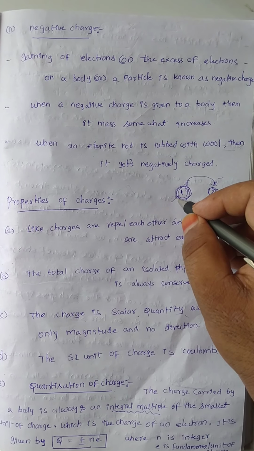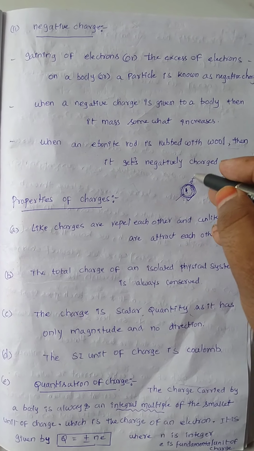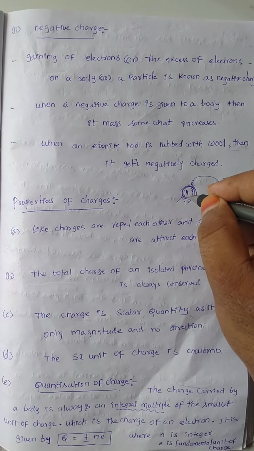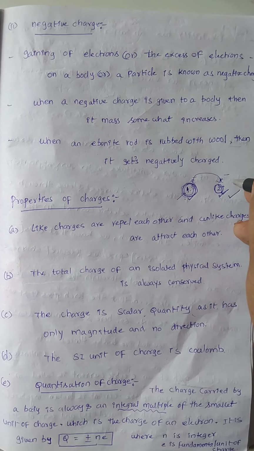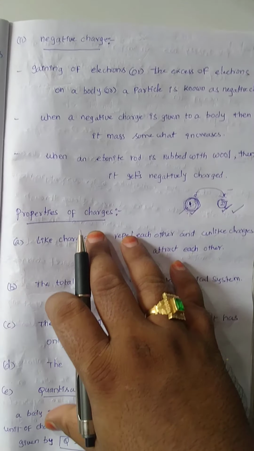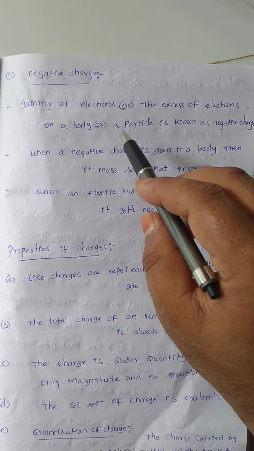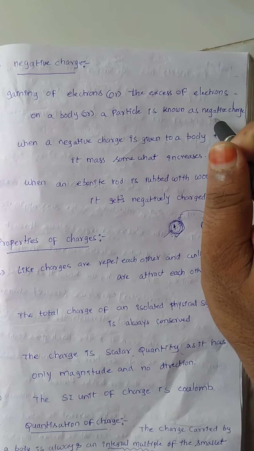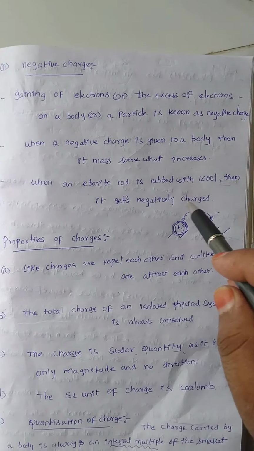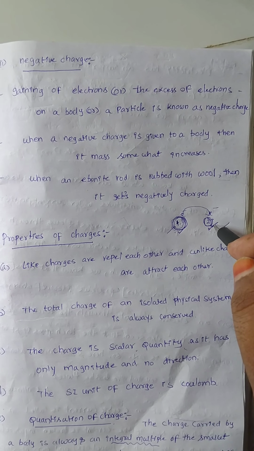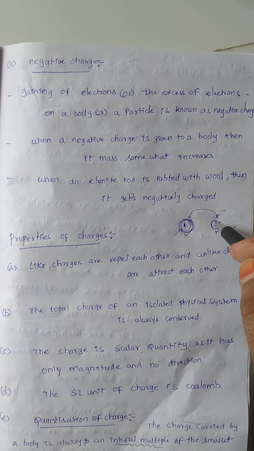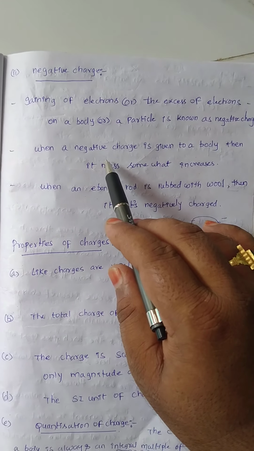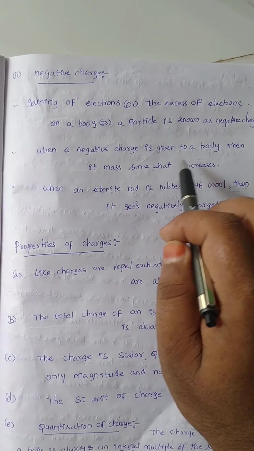It loses its electron. Why? Because it has an excess of electrons and wants to give one electron to another atom. Then it loses one electron and becomes positive, and the one that gains an electron becomes negative. That is what I am discussing here about negative charge. The gaining of electrons or the excess of electrons on a body or a particle is known as negative charge. Compared to the initial state, one electron is gained. After getting one electron, the mass of the body somewhat increases. So when a negative charge is given to a body, its mass somewhat increases.